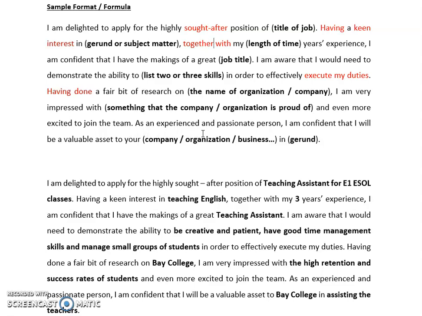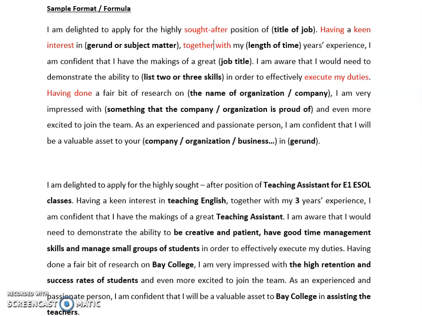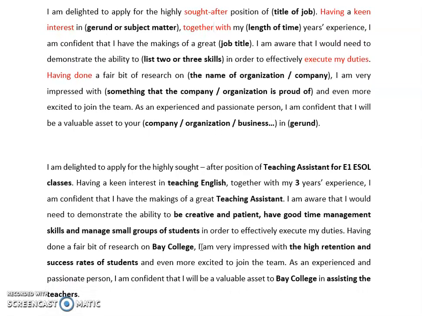As an experienced and passionate person, I am confident that I will be a valuable asset to your company in gerund. So I know I can be excellent. This is my contribution. I know I can be excellent. I can be valuable to you in your company. Okay. So what I'm going to do now is I have copied the formula, but I've included my own answer. Hopefully you will find this useful.